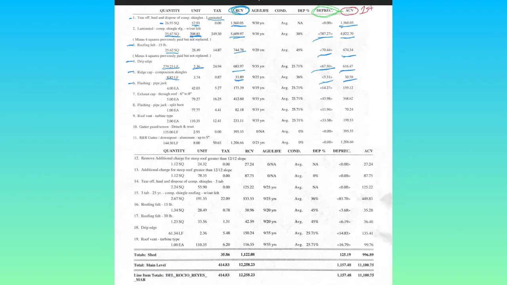Flashing pipe jack, the ones that go around the PVC pipes, it's four of them. They're returning $159 and holding $14. Exhaust cap, 6 through 8.